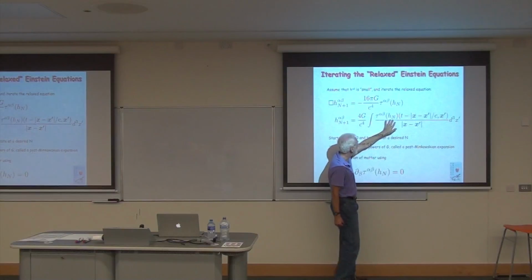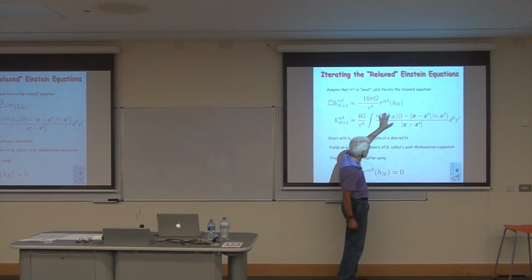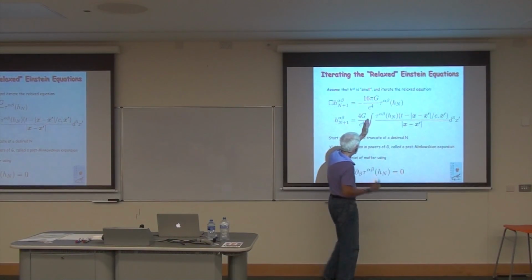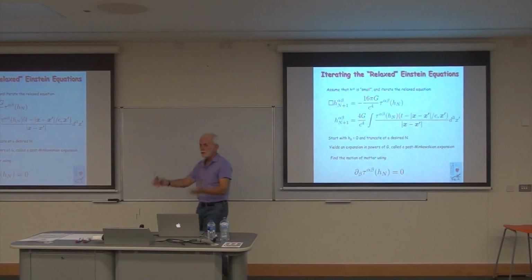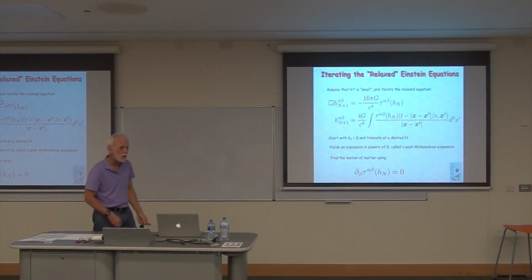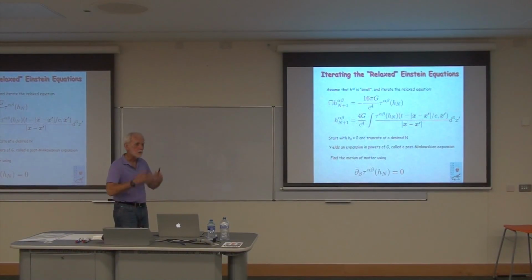So at each order, you have the nth iteration of h, plugged into the right-hand side, do the integral, and get the n plus 1 iteration, and keep going until you have the accuracy you want, or until you're dead, or whatever you need to do.